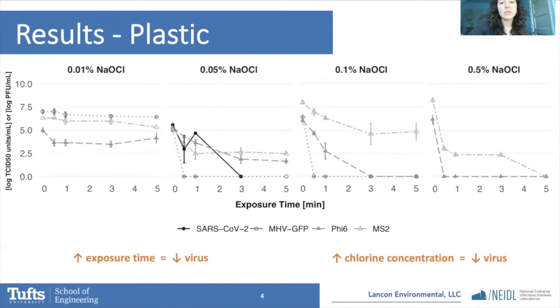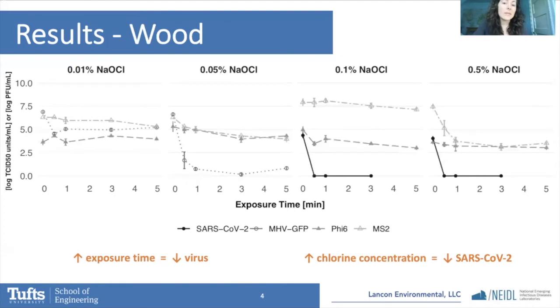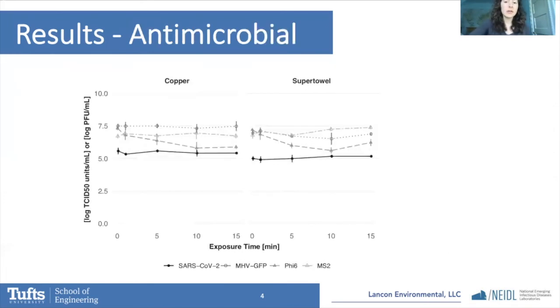Now, the same trend holds true for plastic, where we see increased exposure time and increased chlorine concentration decreases the virus detected on the surfaces. And for wood, although I will note that on wood, as our chlorine concentration increased, we had a decrease of SARS-CoV-2, but not of the bacteriophages phi 6 and MS2. And then when looking at our antimicrobial surfaces, across the 15 minutes of exposure time, there wasn't much of a reduction in virus detected on the surface. And that held true for both the copper and the super towel surfaces.